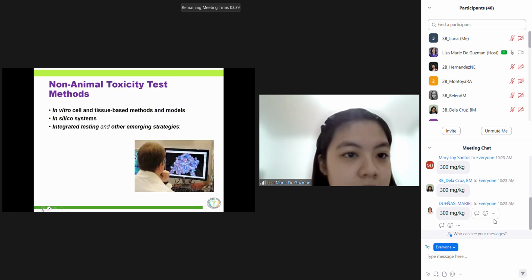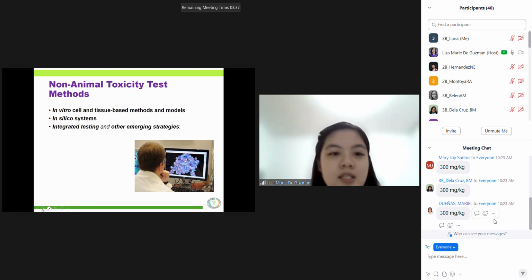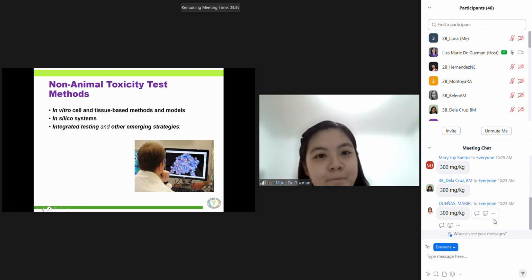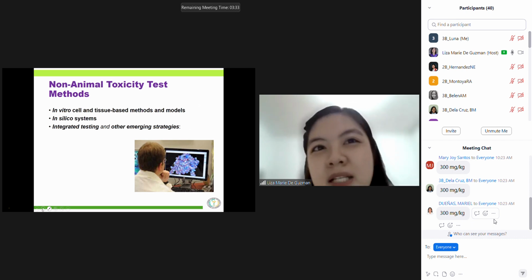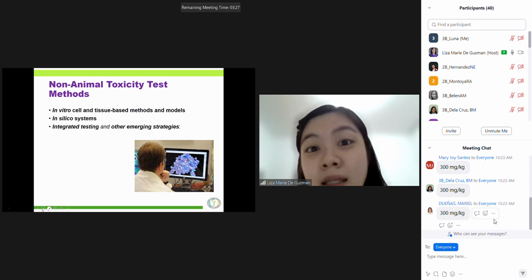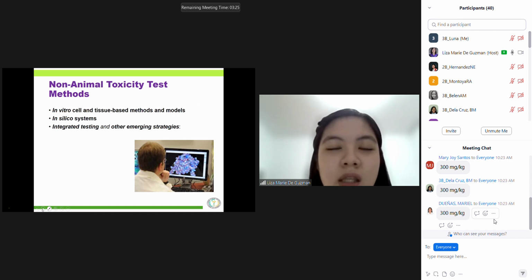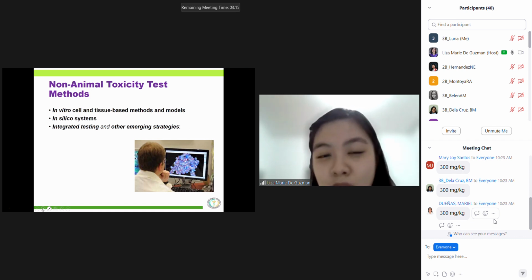And then, for non-animal toxicity test methods, of course, although masasabi natin na talagang in clinical trials, in preclinical safety testing, they really use animals for the evaluation. But there are also non-animal toxicity test methods. Bakit? Kasi it's not all the time that we can use animals. And of course, as much as possible, we want to limit the use of animals.